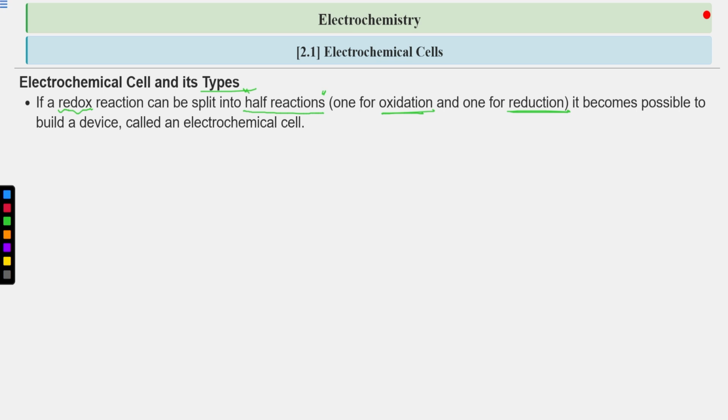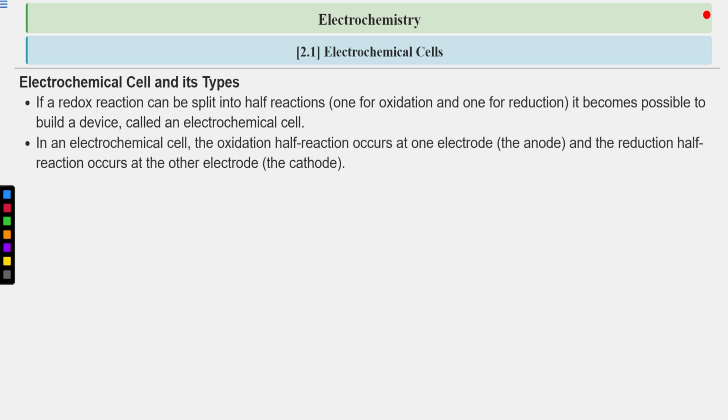So when you split the redox reaction into two half reactions, it becomes possible to build a device, which is called an electrochemical cell, right? Electrochemical cell. And by reading this line, you can clearly understand that an electrochemical cell involves the redox reaction.